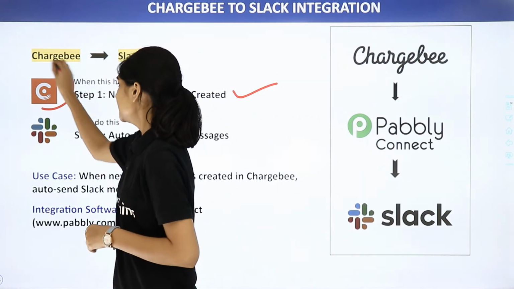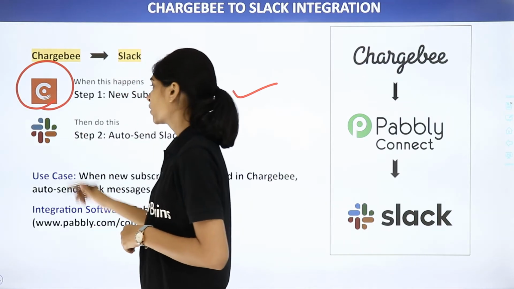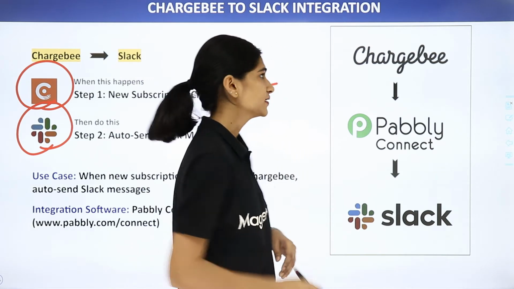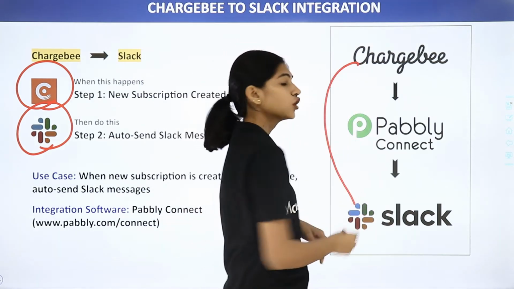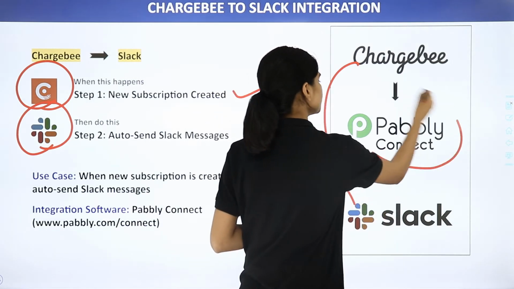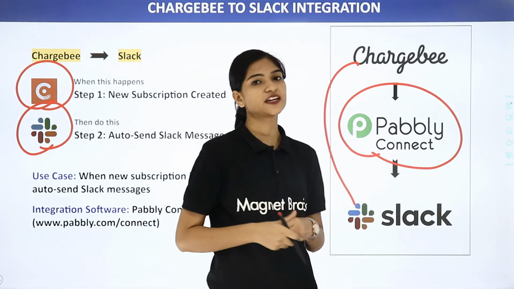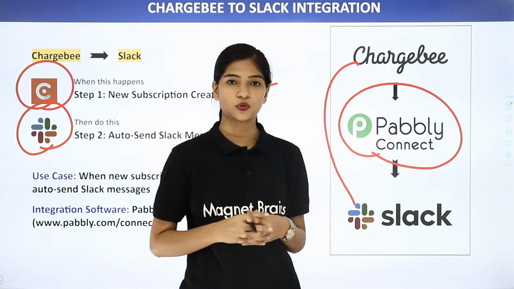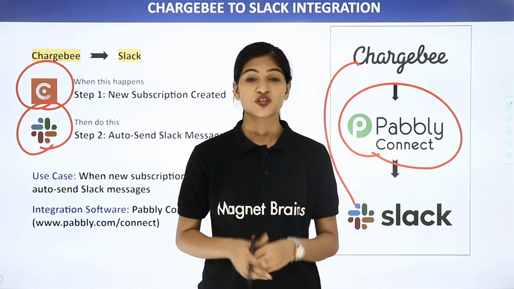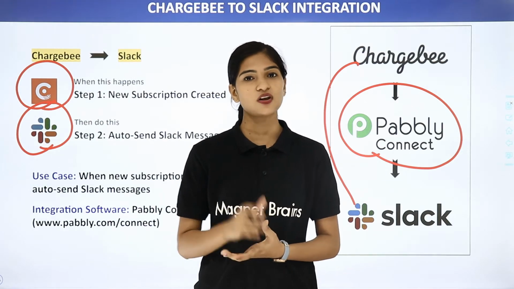So Chargebee is a subscription management system, whereas Slack is an online messaging tool. The problem here is that Chargebee and Slack don't have any integration between them, and that is why we are going to use Pabbly Connect, a third-party application software, to integrate these both. The best part here is you don't require any knowledge of coding. So let me show you this with an example on my screen.